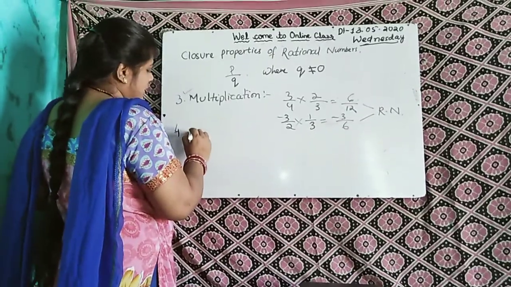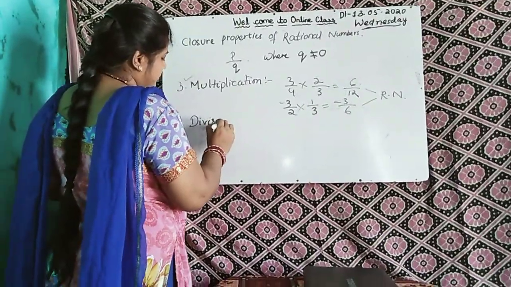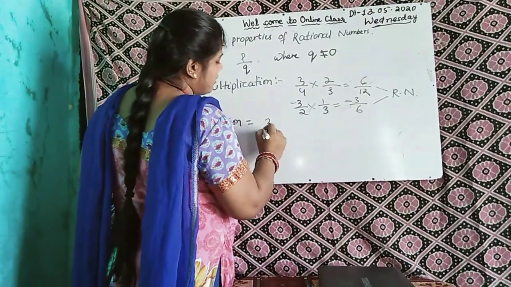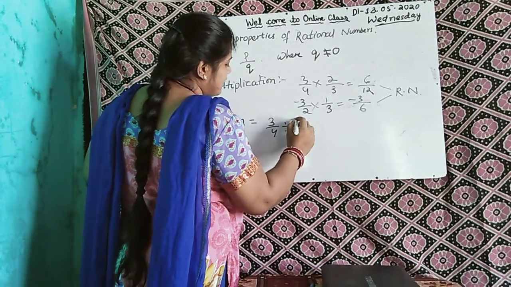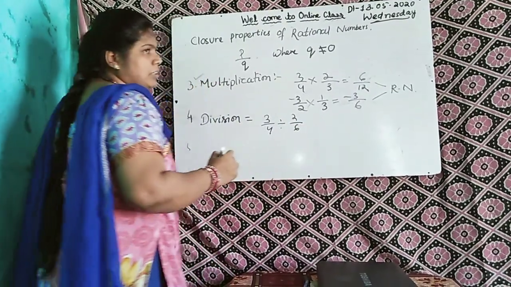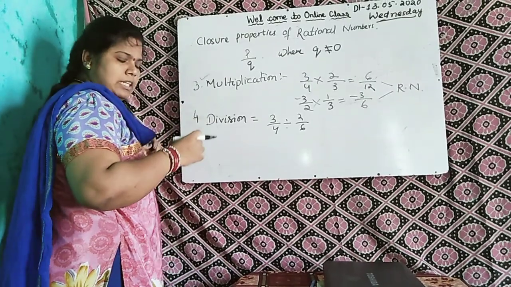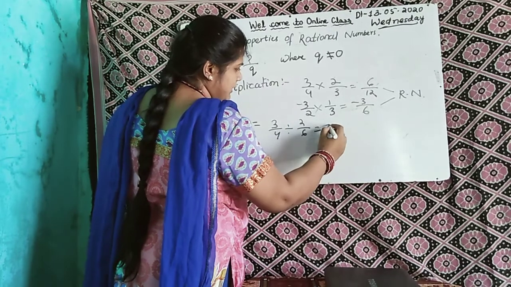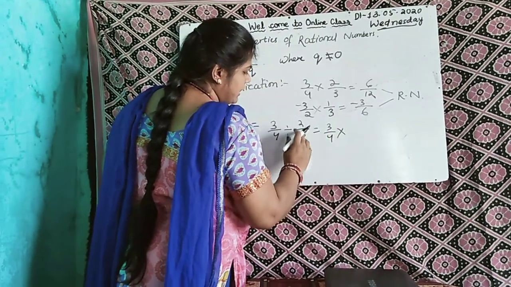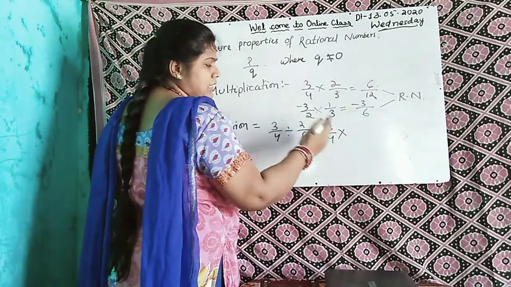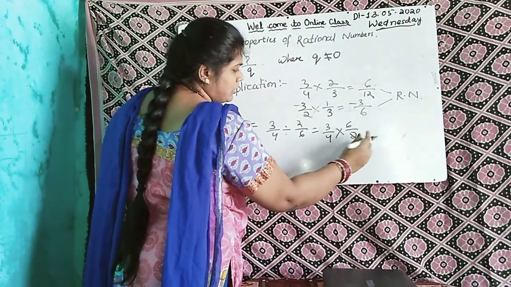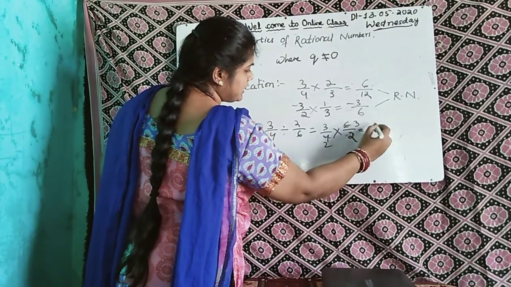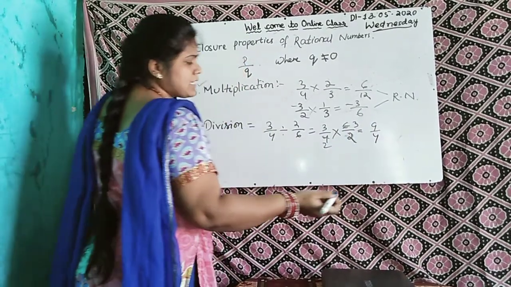Then number 4 is division. If we divide any two rational numbers, what answer will we get? So 3 by 4 divided by 2 by 6. Do you remember how to do division in fractions? I hope you remember that 3 by 4 multiplied by the inverse, 6 by 2. Two twos, two threes, then 9 by 4, which is a rational number.